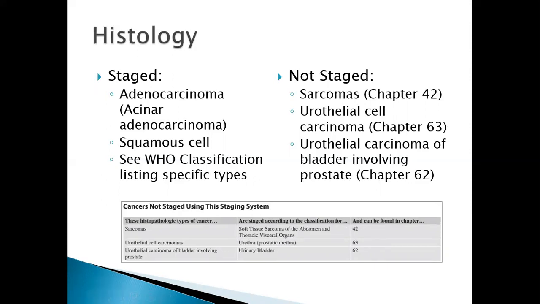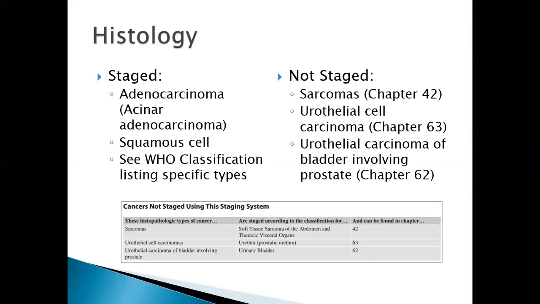All right, urothelial cell carcinomas, we would use chapter 63. The urethra chapter actually includes the prostatic urethra. Okay, the prostatic urethra is just the portion of the urethra that goes through the prostate. So there's a special chapter for the urethra. If the tumor is a urothelial carcinoma of the bladder and the tumor involves the prostate, then we would have to use chapter 62, urinary bladder.